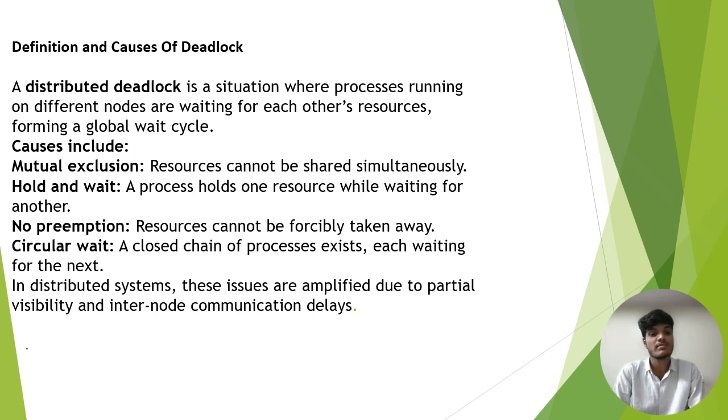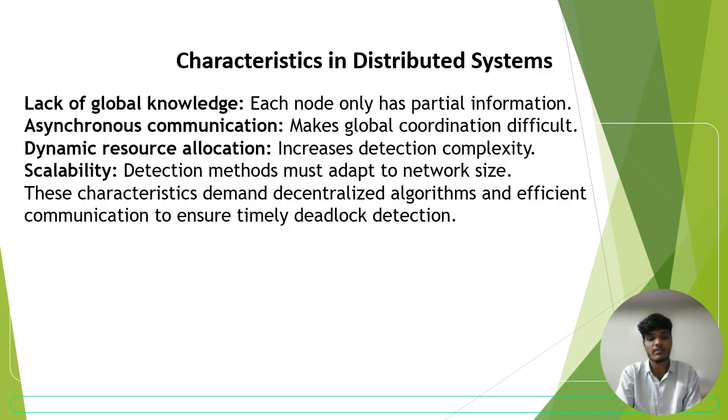In distributed systems, these issues are amplified due to partial visibility and internode communication delays. So, the main causes of deadlock are mutual exclusion, hold and wait, no preemption, and circular wait. These are the main causes of deadlock.